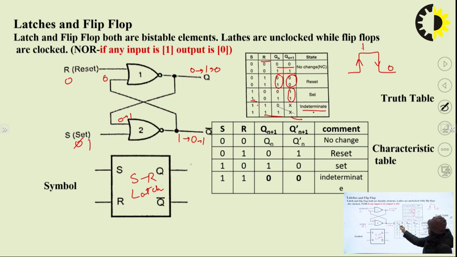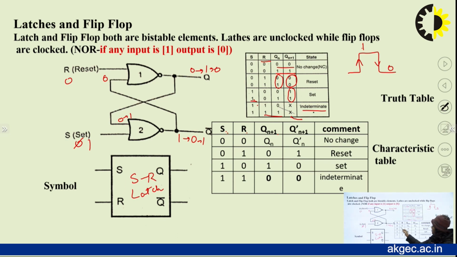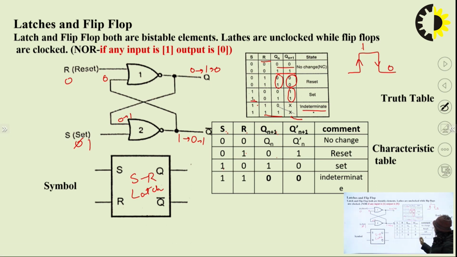The truth table will be as follows. S is called set, R is called reset, with Qn plus 1, that is the next state output, and Qn plus 1 bar. For 0, 0, there is no change, that is Qn plus 1 equals Qn. If reset equals 1, the next state will be 0, that is reset. If set equals 1, the next state will be 1, that is set. And for 1, 1, it is an undefined or indeterminate state.